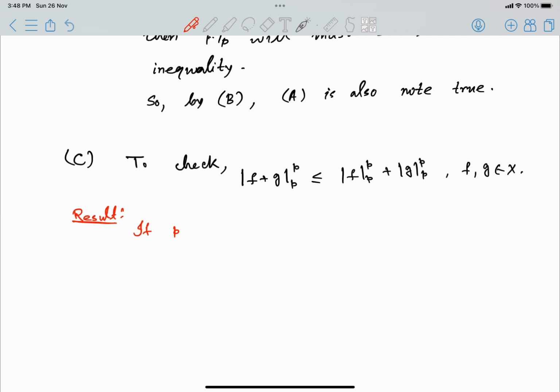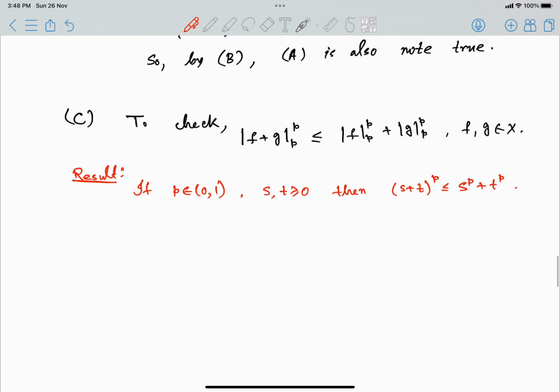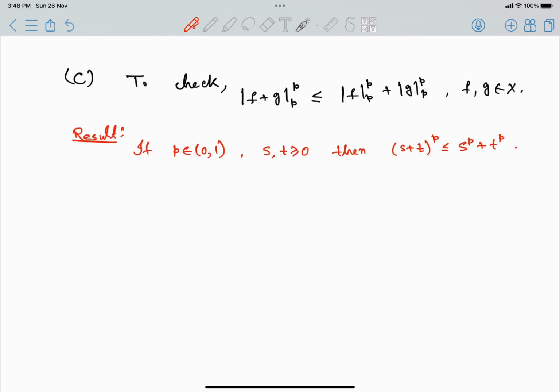If p is between 0 and 1, and if s and t are bigger than 0, then (s plus t) all to the power p is less than s to the power p plus t to the power p. So we'll use this to prove this one. So first, this proof is easy. Proof, just let me say a few lines.